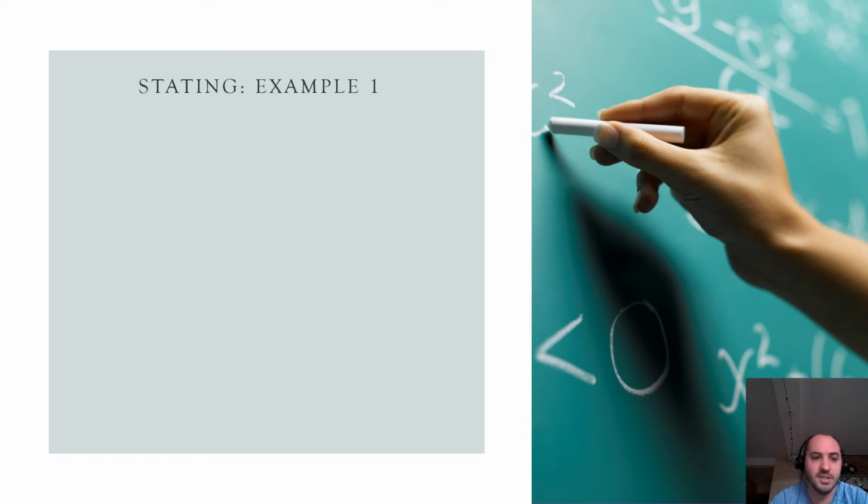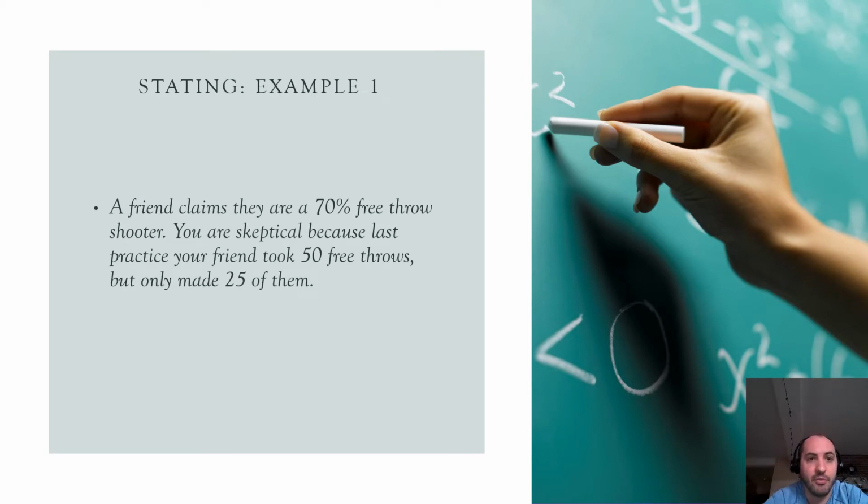So here's our first example. A friend claims they are a 70% free throw shooter. You are skeptical because at last practice, your friend took 50 free throws and only made 25 of them. So the proportion of shots he made was only 0.5. He made 50% of them. That's pretty bad if he's a 70% free throw shooter. Typically, you want this to be random, but we're going to skip over that for now.